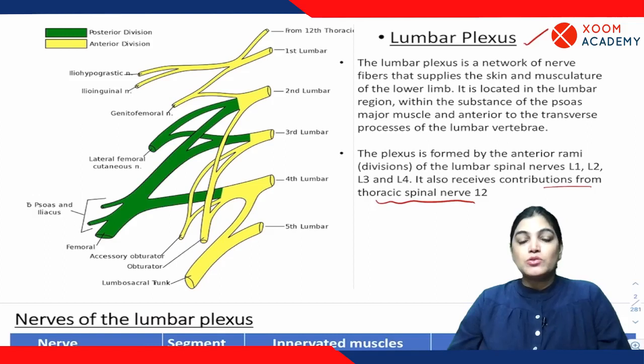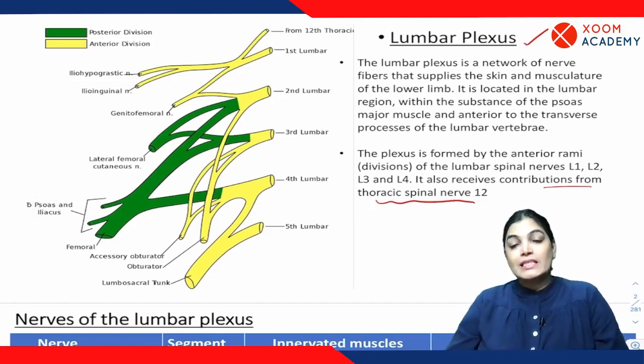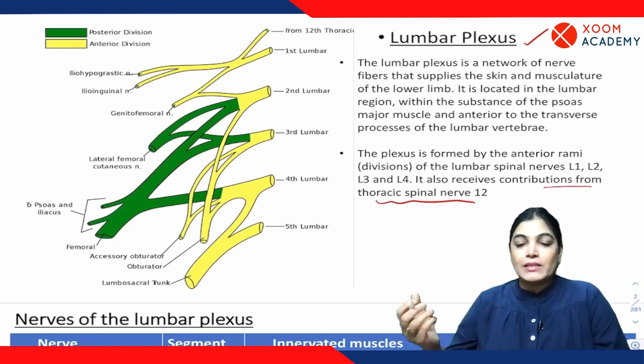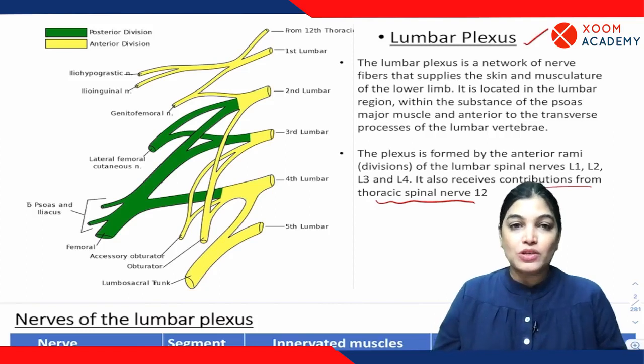It is important to know that it is not formed from the whole of the ventral rami of T12, but it takes a contribution from T12. Mainly, the formation of lumbar plexus is by the ventral rami of L1, L2, L3 and L4. If I talk about the lumbar plexus location, it is located in the lumbar region and it is embedded in the psoas major muscle. It is lying anterior to the transverse process of the lumbar vertebra. So this is the location of lumbar plexus.